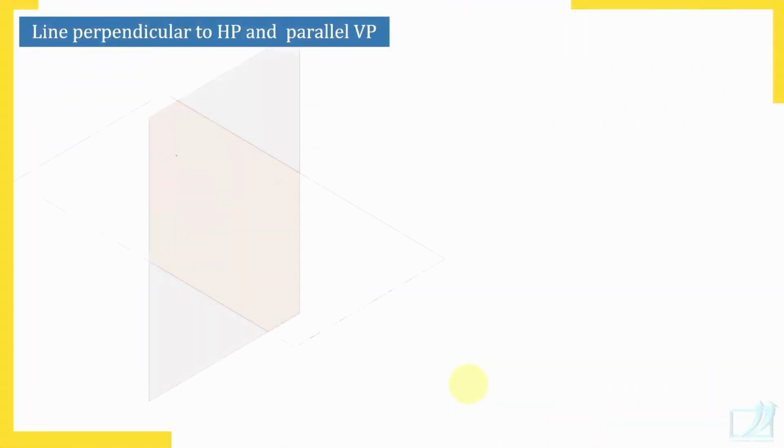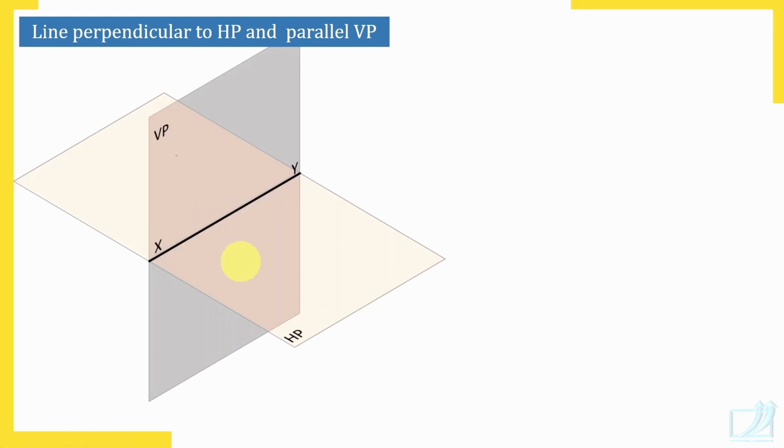Today we'll study projections of lines. Now here space is divided in 4 quadrants with 2 reference planes, a vertical reference plane and a horizontal reference plane, and XY line is the line of intersection of HP and VP.